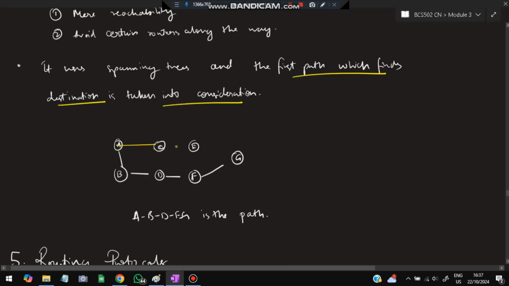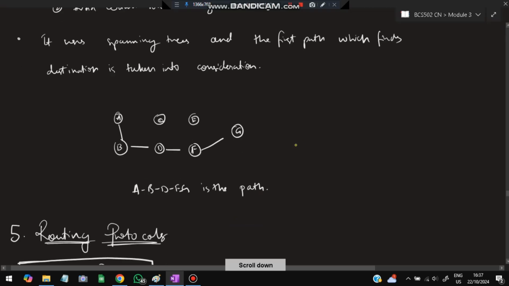We will check from all the paths here which is the one which is reaching first, that one we will be taking. So in this case, ABDFG is the path. Okay, ABDFG is the path. That is the three routing algorithms.